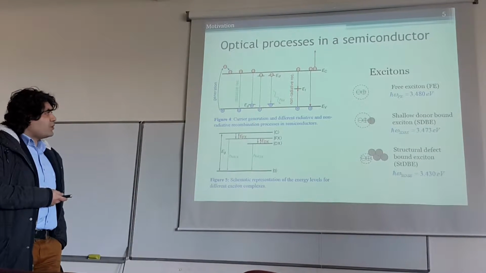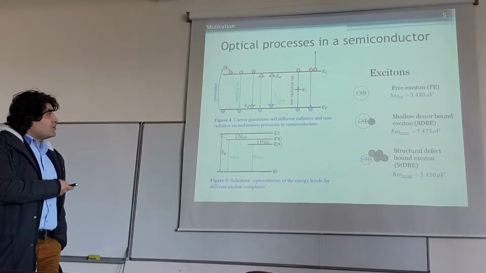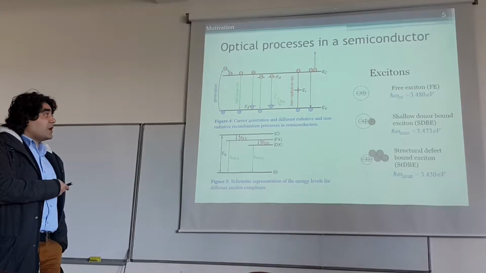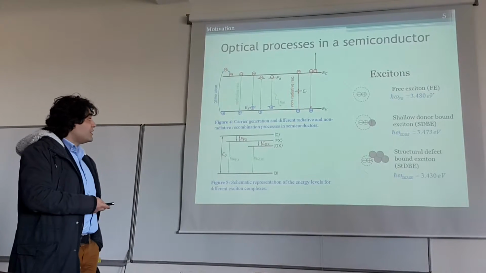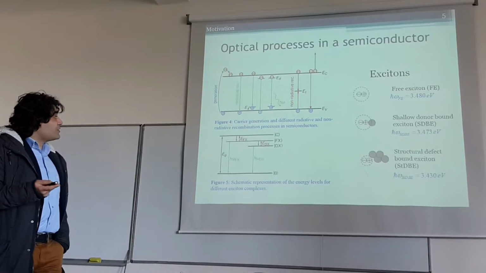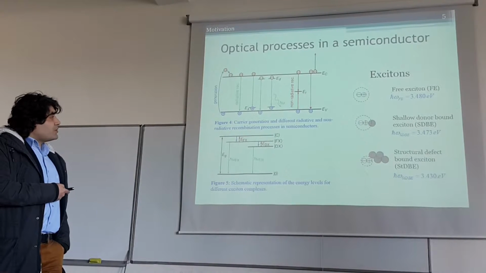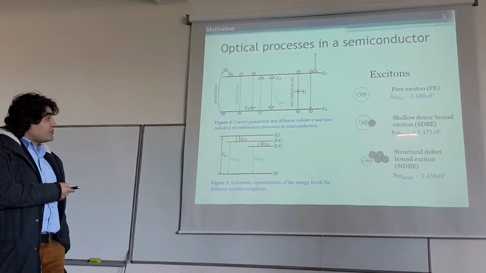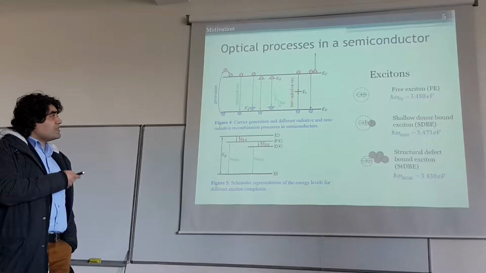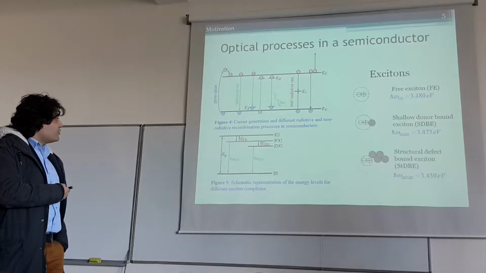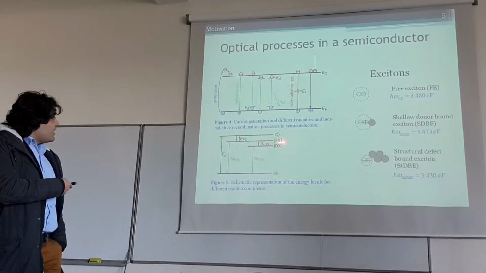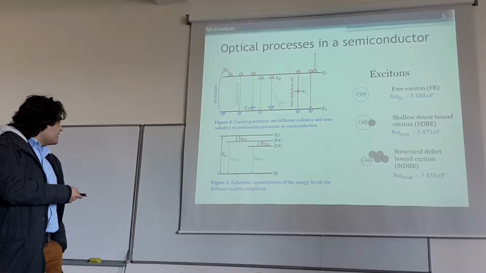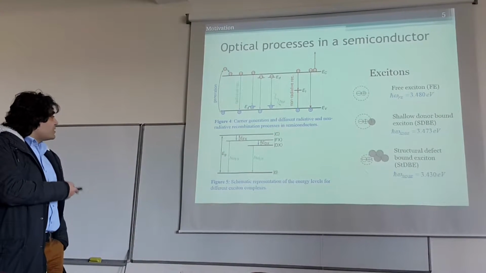Excitons, as I told you, play an important role. However, those might be in free exciton mode without being bound to another structure in the crystal, or an exciton might be bound to donors in the crystal, or it may be bound to structural defects. Those have different energy levels, as you see, and they constitute different energy levels and transitions in the middle of the band gap. In the band gap, this is the conduction band, this is the valence band.